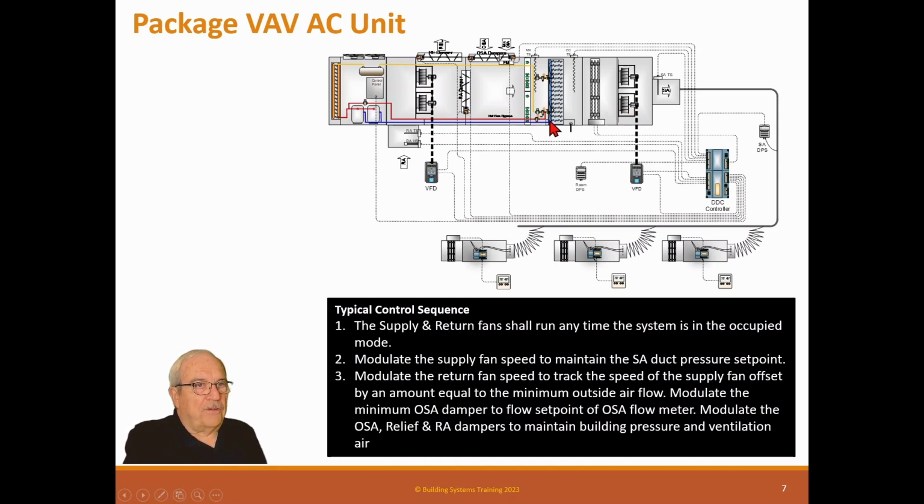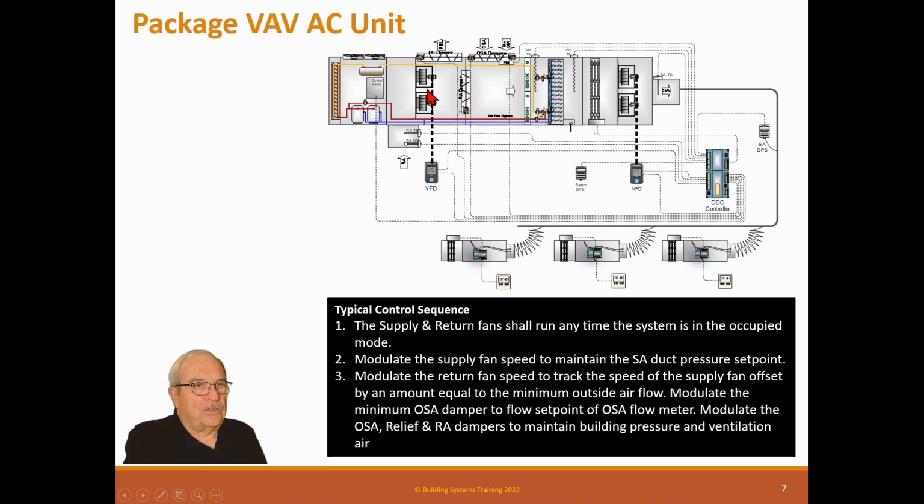In other words, the offset is how much fresh air we want. So if we need 10,000 CFM supply air and we need 2,000 CFM of fresh air, then our return fan should be at 8,000. So 10,000, 8,000, 2,000, this makes up 10,000 because we have to induce this outside air into the space. So that's the way we control these return air fans.